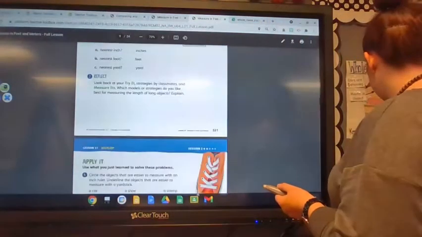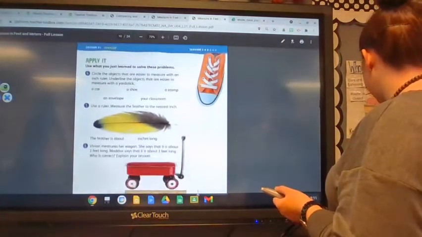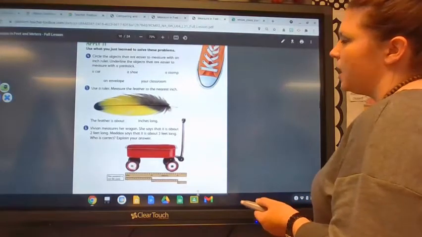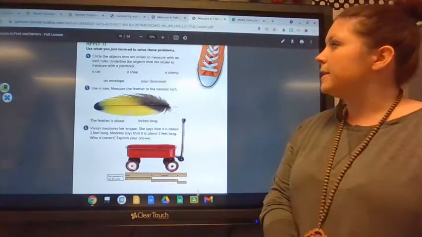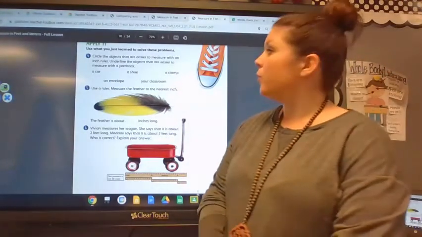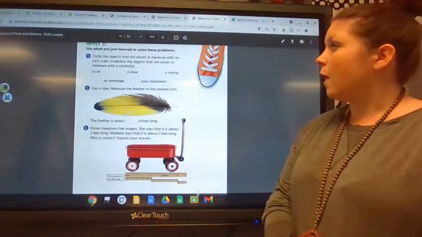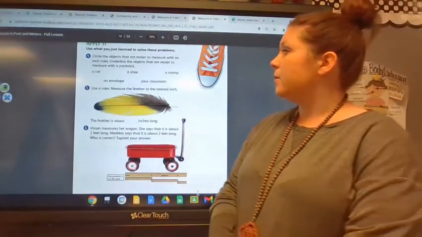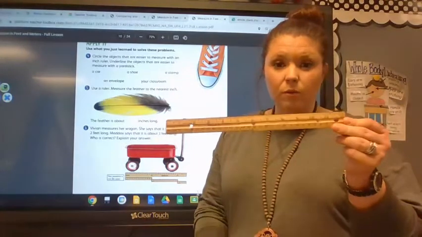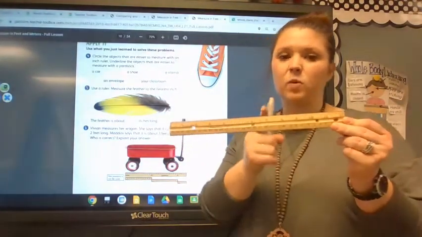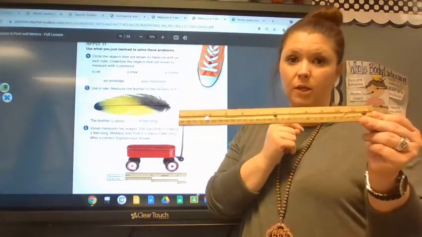All right, go ahead and turn to page 522. All right, question number 4. Circle the objects that are easier to measure with an inch ruler. Underline the objects that are easier to measure with a yardstick. So think about your inch ruler. What size items would we use to measure with an inch ruler?